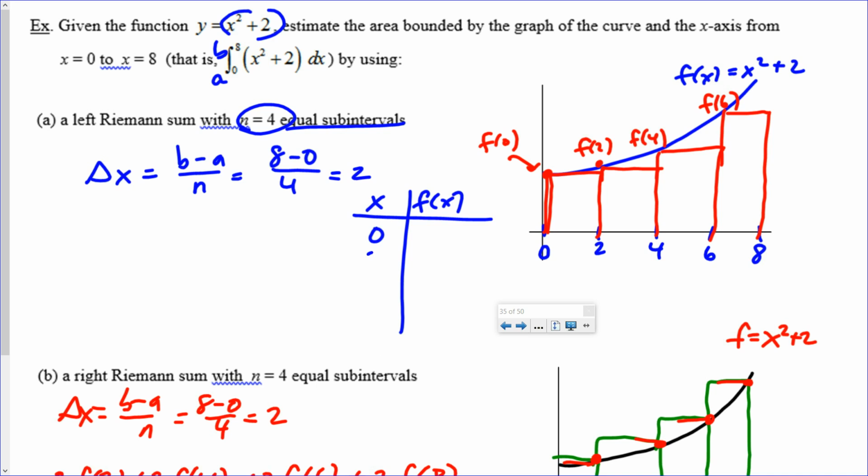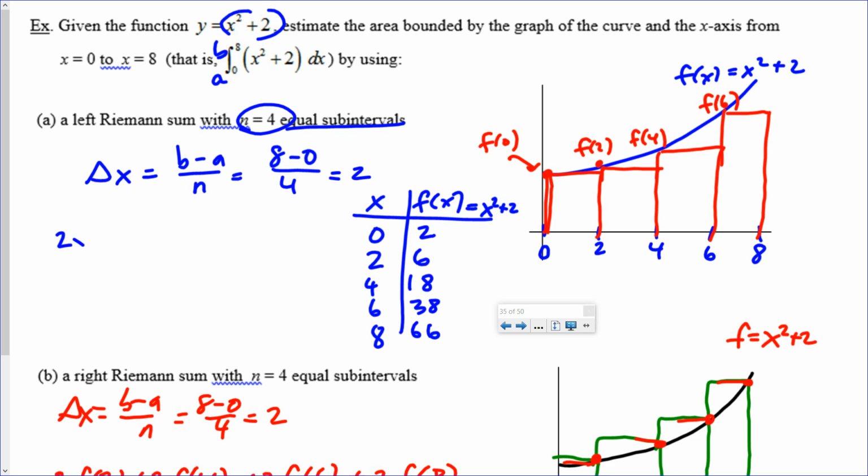So this would be 0, 2, 4, 6, 8. At 0, remember my function is x squared plus 2, so my y value is 2. You guys see where I'm getting this? At 2, my y value would be 6. At 4, it would be 18. At 6, it would be 38. And at 8, it'd be 66. Is that right? Okay. And then you could just get all these numbers. So here I want f of 0 times 2.